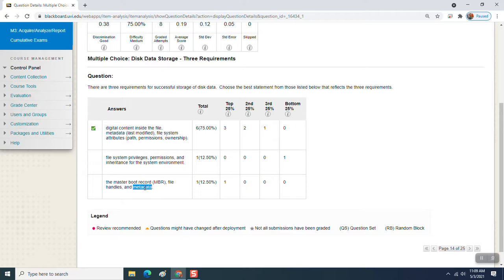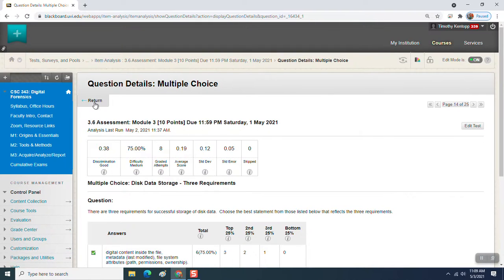Metadata is one of those things, but master boot record, that's not something that is always a requirement of successful capture of disk data, because sometimes you have a sparse capture. You don't get the master boot record in the volume, the disk volume, and that's okay. So master boot record is not a requirement. Again, it's in your study guide.